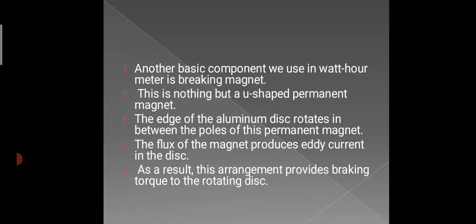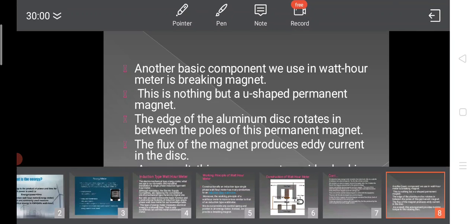Since we connect it in series with the supply line, the flux produced by this coil is proportional to the supply current. Another basic component we use in a watt-hour meter is the braking magnet. This is nothing but a U-shaped permanent magnet. The edge of the aluminum disc rotates between the poles of this permanent magnet. The flux of the magnet produces eddy current in the disc. As a result, this arrangement provides the braking torque to the rotating disc. That is why we are using the U-shaped magnet, called the braking magnet. It is used to give the braking torque to the rotating disc.